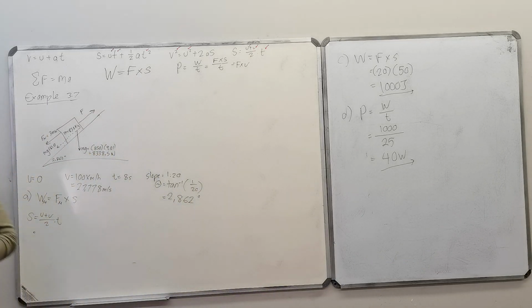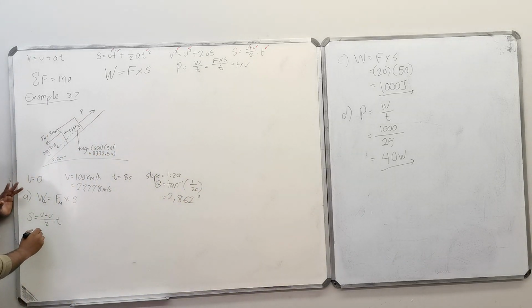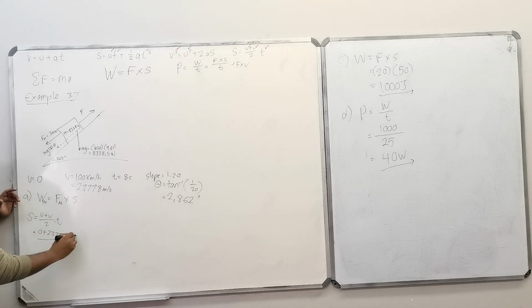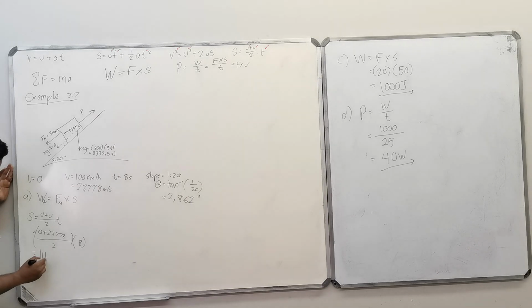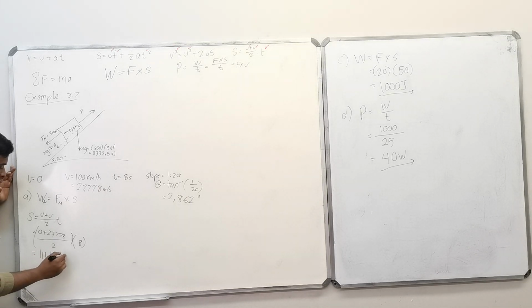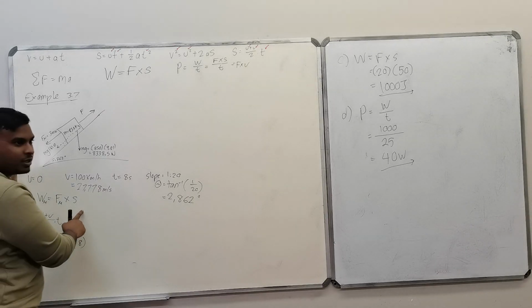So here this would be 0 plus 27.778 all over 2 times 8. Actually 111.112. 111.112 meters. Right? So now we can work this out.